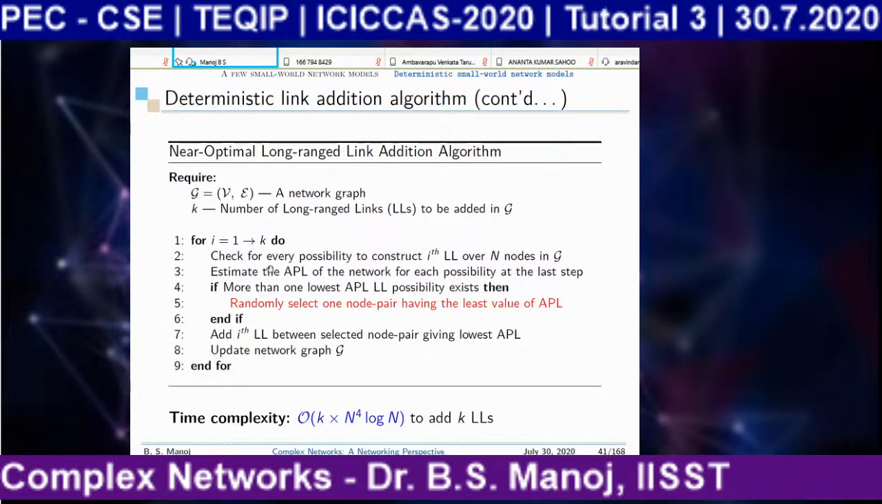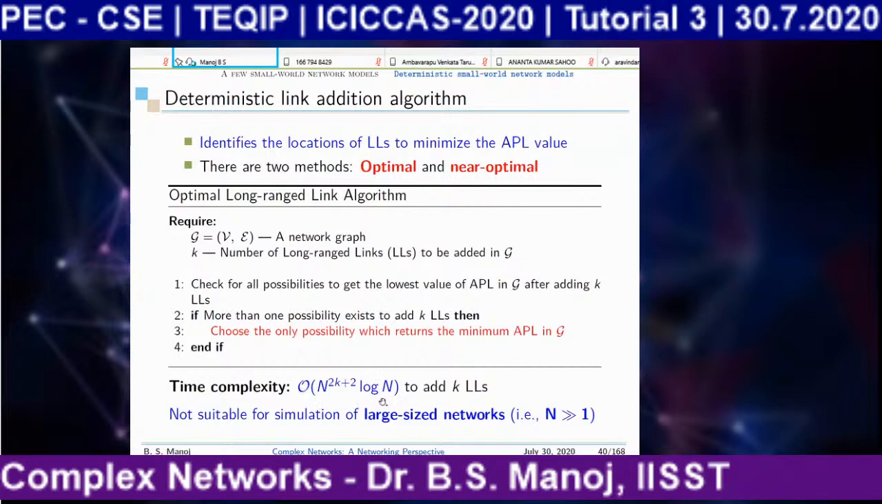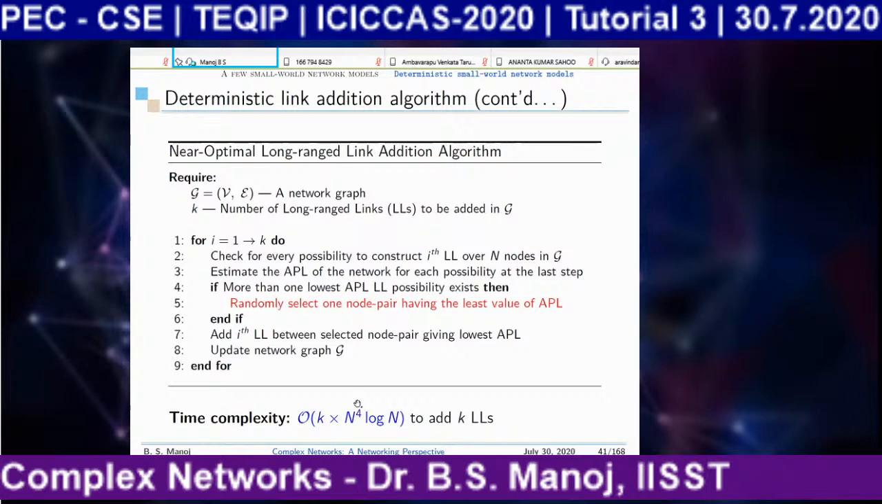Once again, let me repeat the strategy. For the first LL to be added, you compute which node pair is the best choice for long link addition so that the APL is the lowest in the network, and you add that. Then you go for the second link addition. Again, for the second link, you compute which node pair can be chosen so that you get the lowest APL in the network, and you add it there. So the time complexity of this near optimal addition is k times n to the power 4 log n. Compared to the optimal one this is much less complex, and it is now in polynomial time.